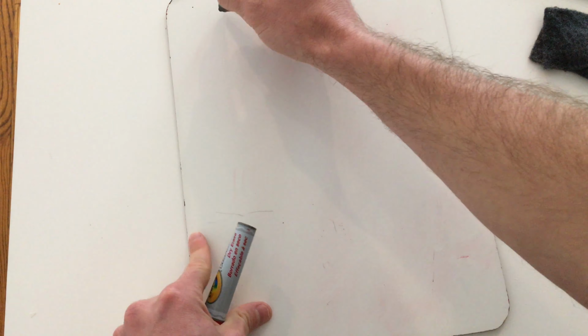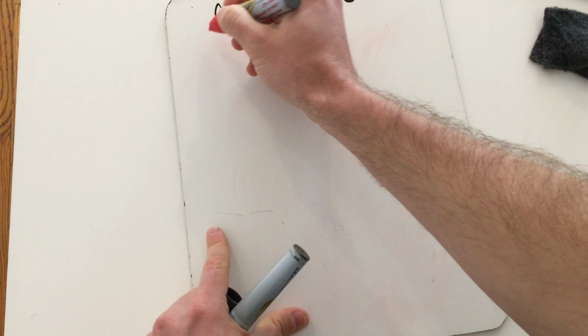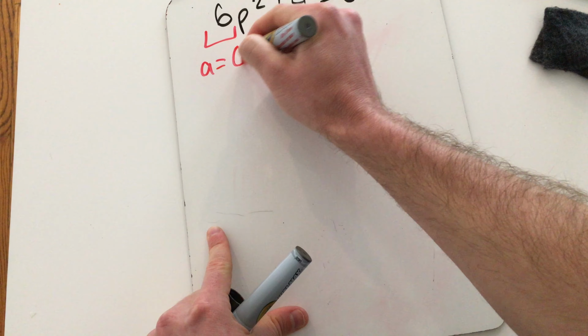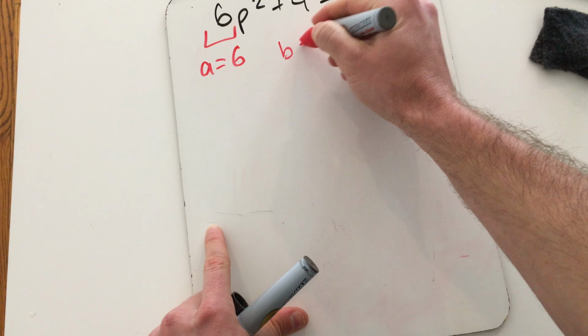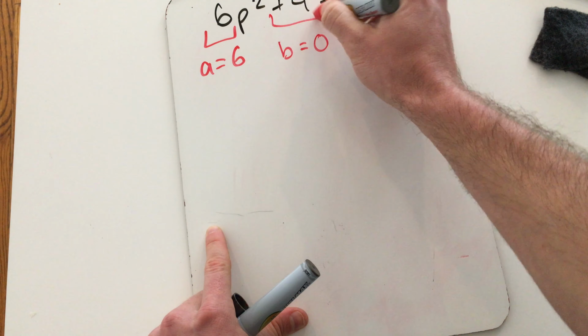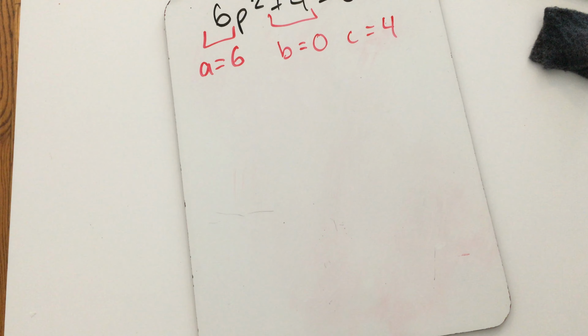6p squared plus 4 equals 0. All right, what's our a value? What's in front of the square? 6. What's our b value? What's in front of the p? Oh, there is none. So b equals 0. And our c value is the constant. Let's go ahead and plug this in.